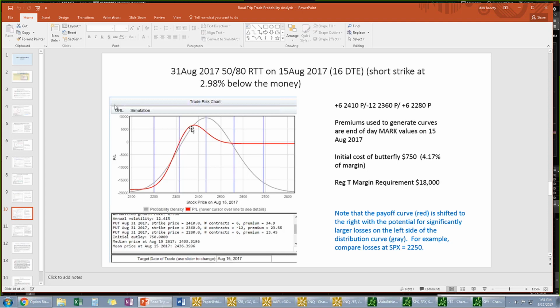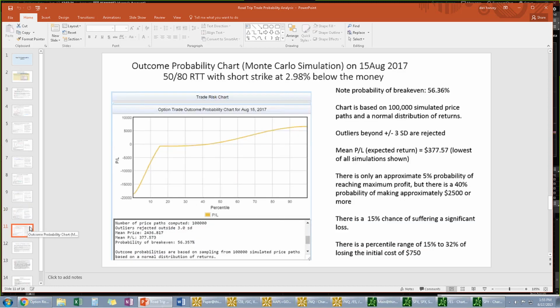And you can see the shift even at this area. Now you do have a little more of the curve above zero here, but you have to say, is it really worth it? Because I don't like it when the payoff curve is shifted inside the bell curve. And when you do the simulation, your expected return is now really low, $377, still positive, of course.